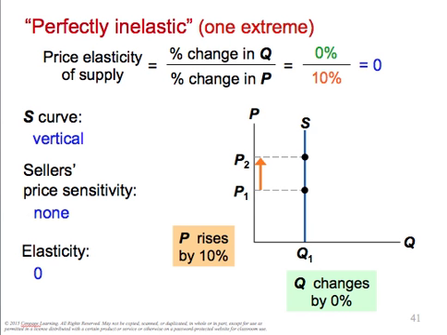Here's the one extreme. There's 2, obviously, perfectly vertical and perfectly horizontal. We have a price rise of 10%, but what do we have here? Perfectly vertical supply curve. Quantity changes by 0%. Supply curve is vertical. Seller's price sensitivity is none. Elasticity is 0. Obviously, it's an extreme example. So perfectly vertical, there's no movement along the quantity axis. So it's perfectly inelastic. It's fixed. There's no movement either way. Perfectly inelastic.